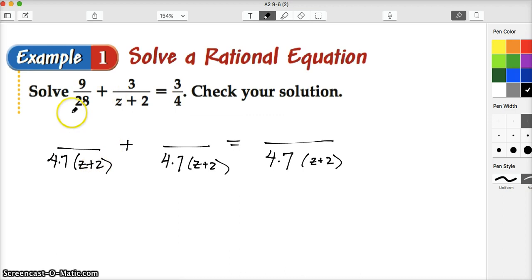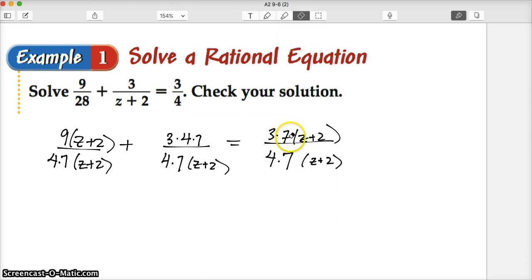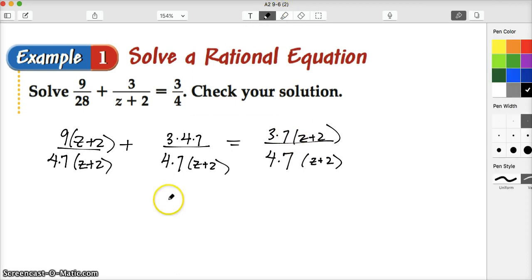Now that I've done that, let us adjust the numerators for what we've added into or multiplied into our denominator. So we have 9 times z plus 2. If that's not making sense, we do need to have a chit chat a little bit. This one is going to be 3 times 4 times 7, or 3 times 28. And over here, what was not in the denominator before was the 7 in the z plus 2. So this is going to be 3 times 7 times z plus 2. I'm going to do it like that to keep it consistent, all right?